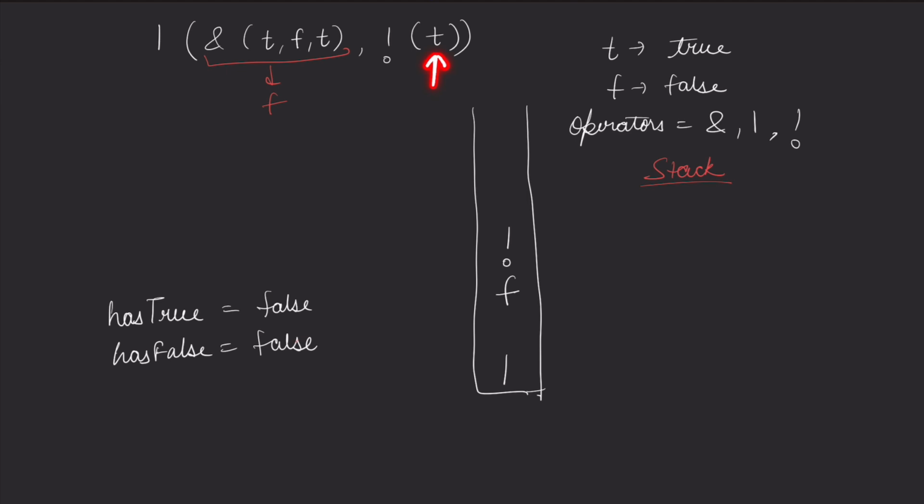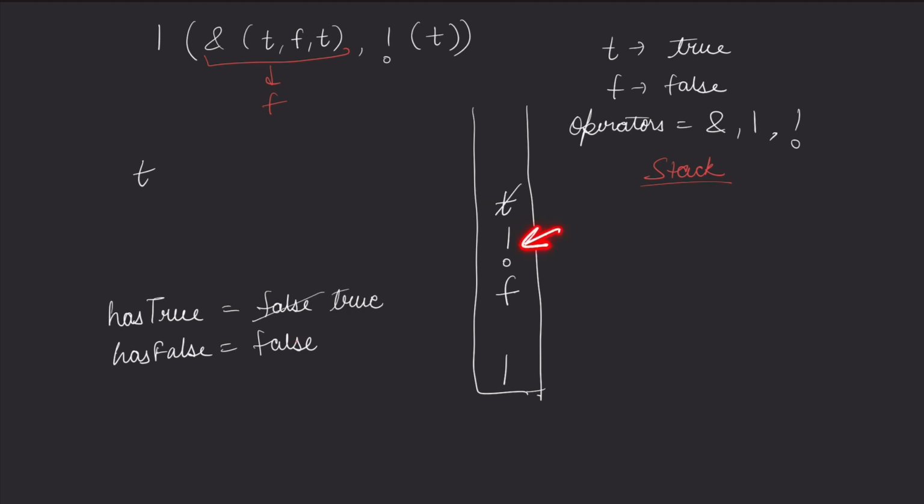Now the next value is t, right? So we'll push t inside. Then next is a closing bracket, right? Now, as I said, as soon as you encounter a closing bracket, that means it is the time to evaluate the expression. So we will start popping out elements from the stack till when? Until the top of the stack becomes equal to any of these operators, right? So this t is not equal to an operator, so we'll pop this t out, and this is true. So now our hash true will become true, right?